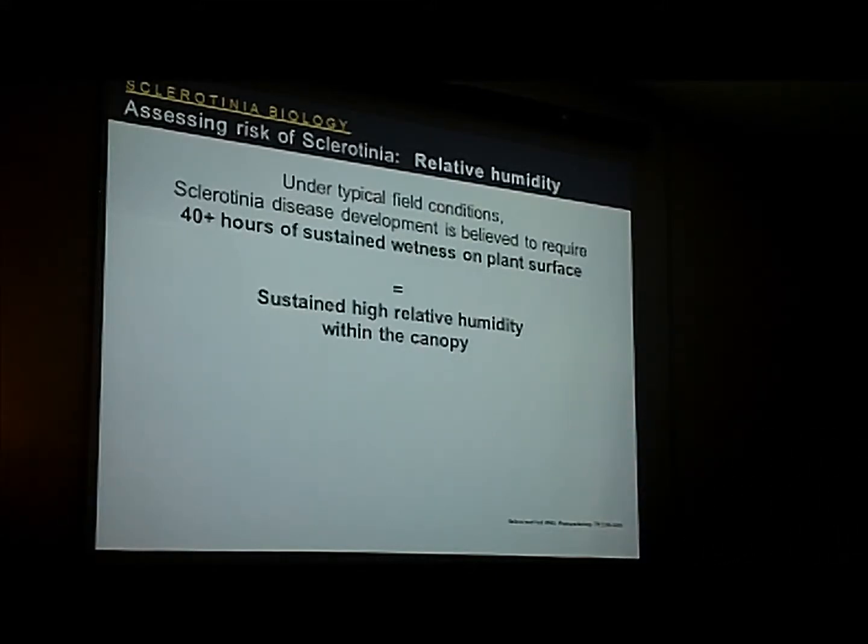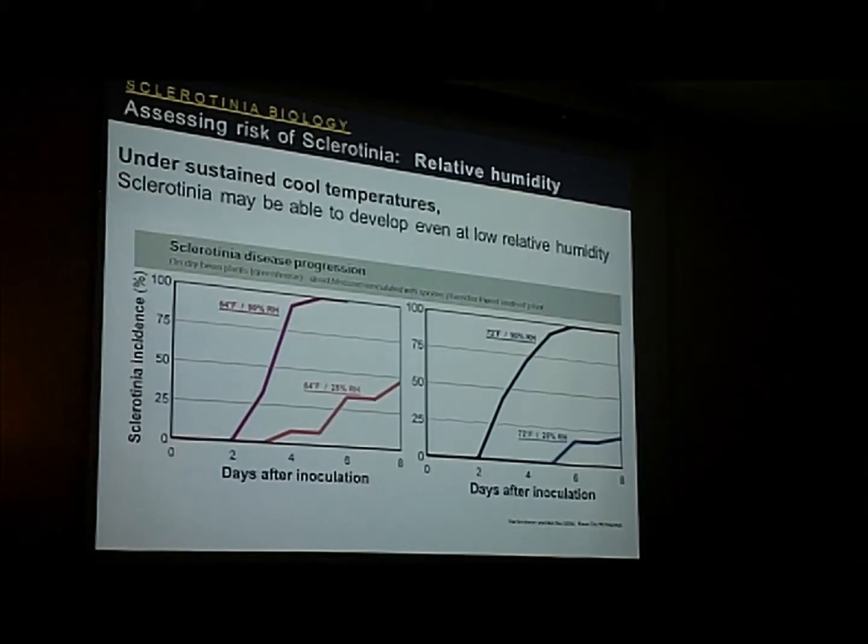And this is based on data collected in the field, watching the progression of Sclerotinia epidemics in soybeans relative to environmental conditions. And so I say under typical field conditions, this means you have very variable temperatures. But there is evidence that when you have really cool temperatures, you don't necessarily need that much humidity. And this is really interesting.